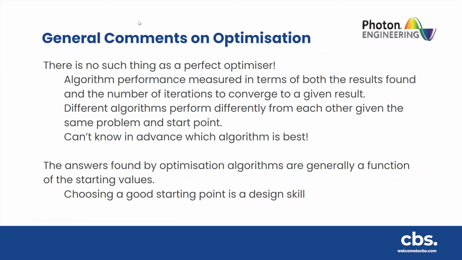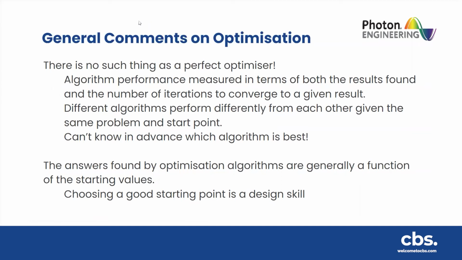The algorithms perform in different ways. Performance is measured in terms of both the answer that they find and the number of iterations that they took to get there. Different algorithms perform differently from each other given the same problem and the same starting point. And we don't know in advance which algorithm is going to be best. If we did, of course, we'd always choose that algorithm. Or if we knew exactly what merit function space looked like, we wouldn't need an algorithm. We'd be able to just pick the best point.